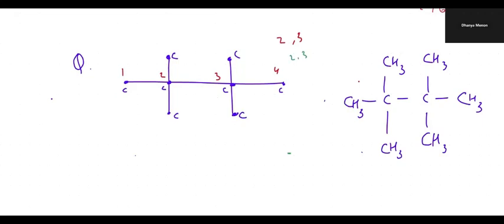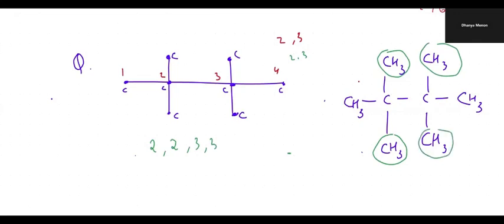So in this case, what would be the name? At the second position, there are 2 methyl groups. At the third position, there are 2 methyl groups. Second position, 2 methyl groups. Third position, 2 methyl groups. And how many methyls are there? 4 in total. So tetramethylbutane.